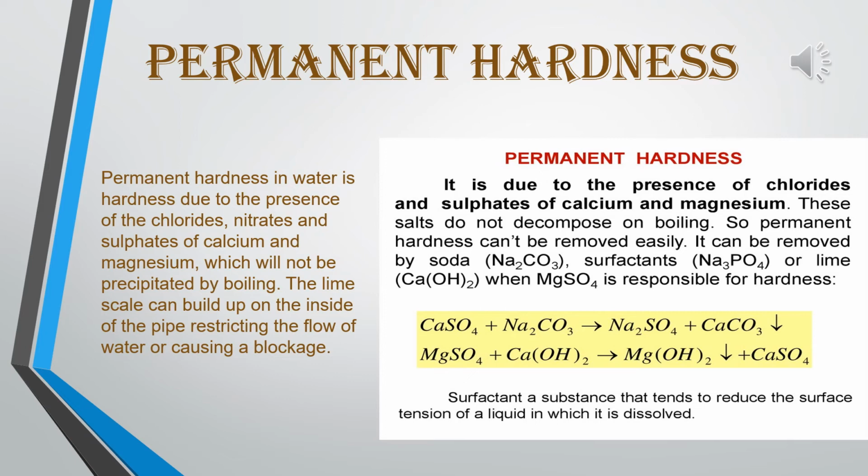It can be removed by soda, that is sodium carbonate, sodium phosphate, or lime, that is calcium hydroxide, when magnesium sulfate is responsible for hardness. Reactions given: calcium sulfate reacts with sodium carbonate to form sodium sulfate plus calcium carbonate. And magnesium sulfate reacts with calcium hydroxide to form magnesium hydroxide and calcium sulfate. A surfactant is a substance that tends to reduce the surface tension of a liquid in which it is dissolved.